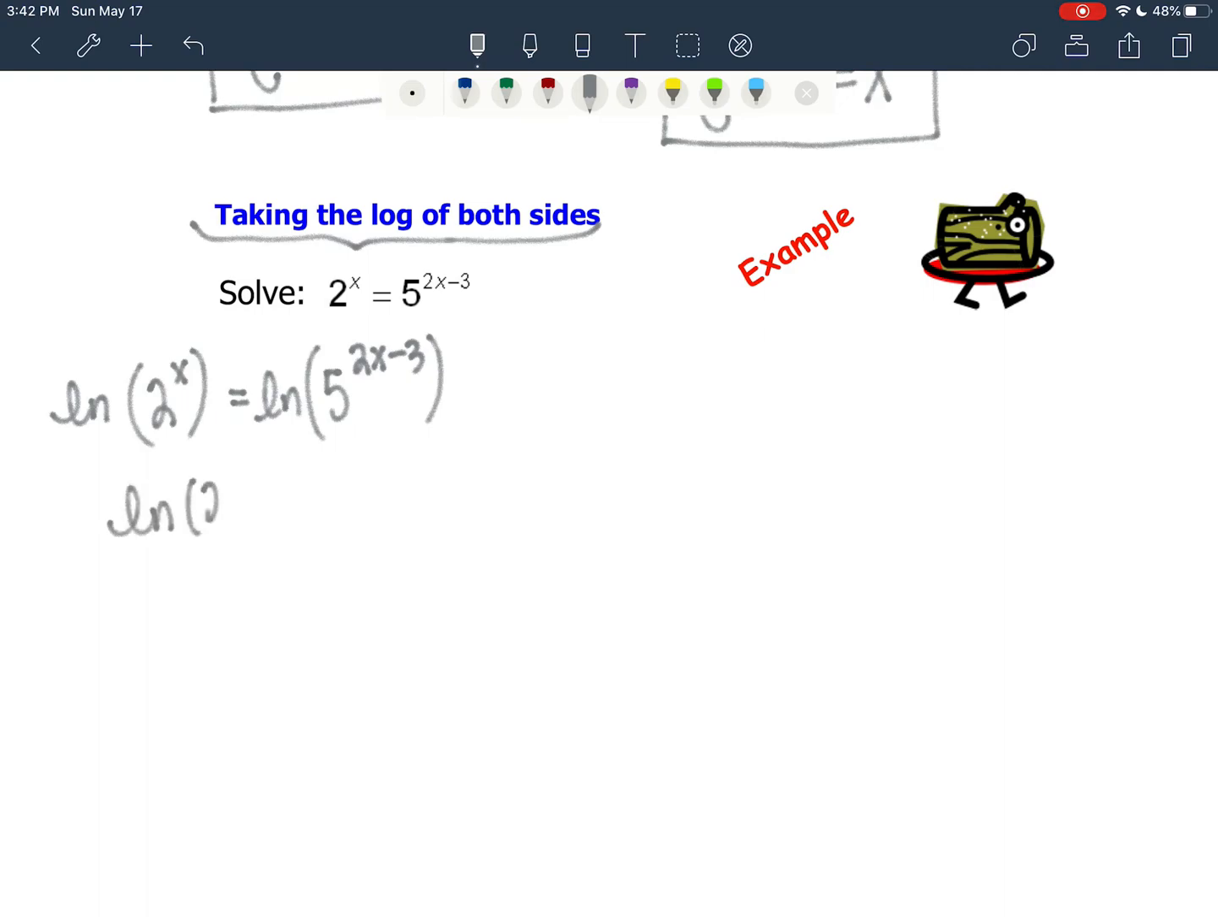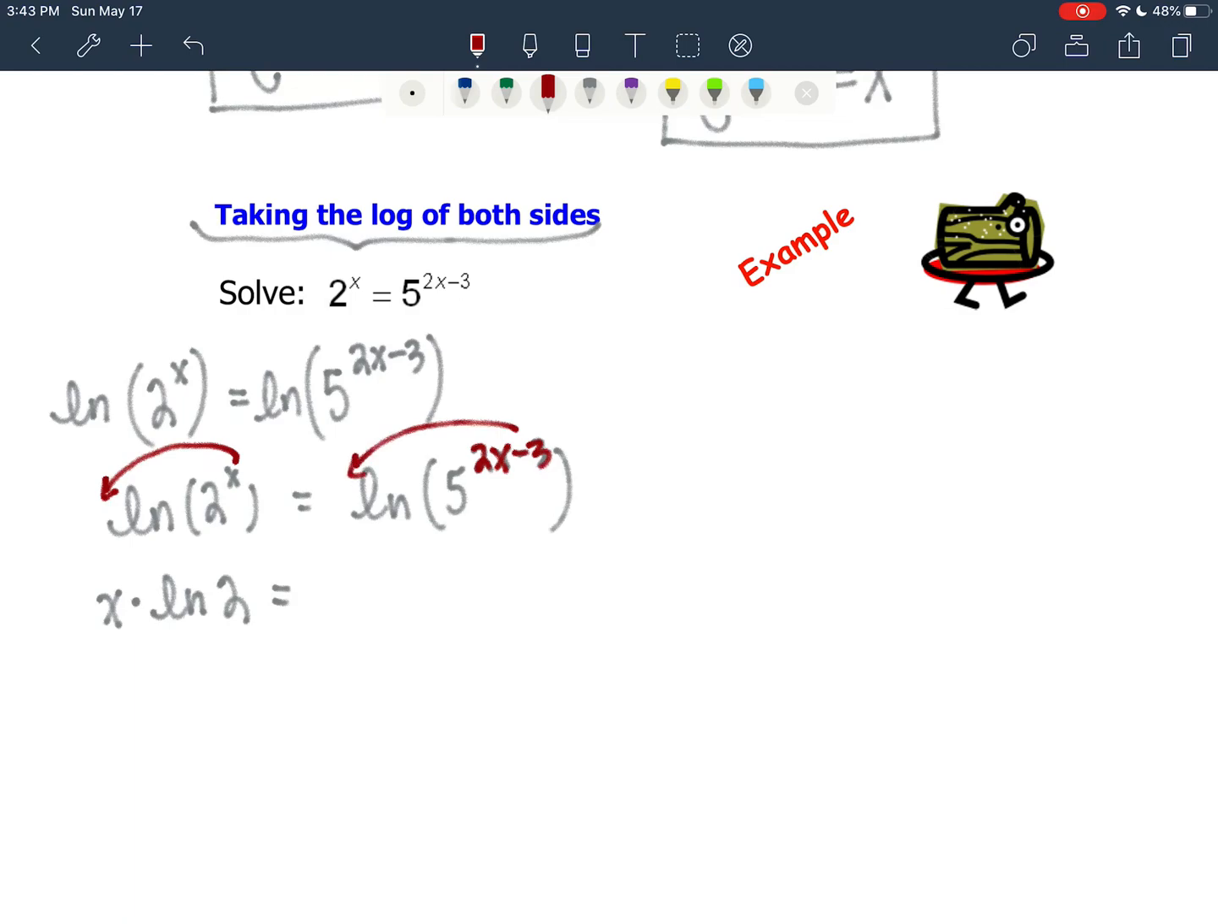So I've got the natural log of 2 to the x power equals the natural log of 5 raised to the 2x minus 3 power. Now this x power can be rewritten as a multiple out front. So x times the natural log of 2 is equal to this 2x minus 3, which can also come out front. Now it's a binomial, so I need to make sure I keep it all together: 2x minus 3 times the natural log of 5.